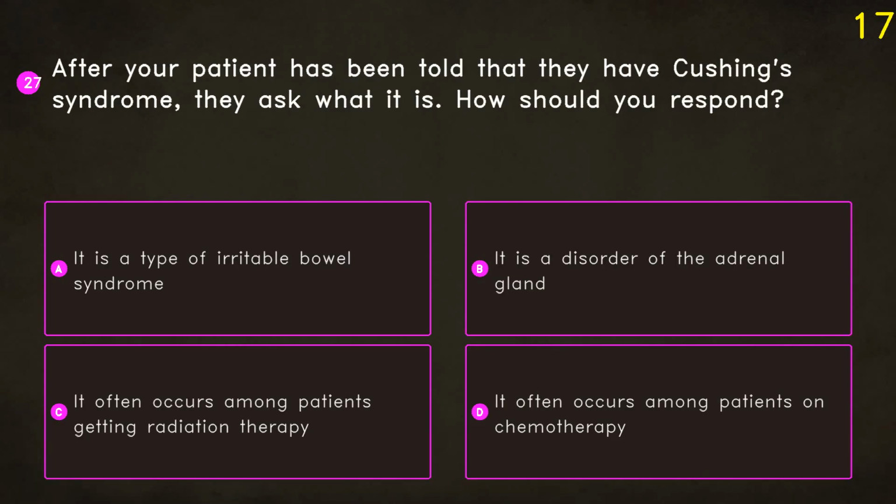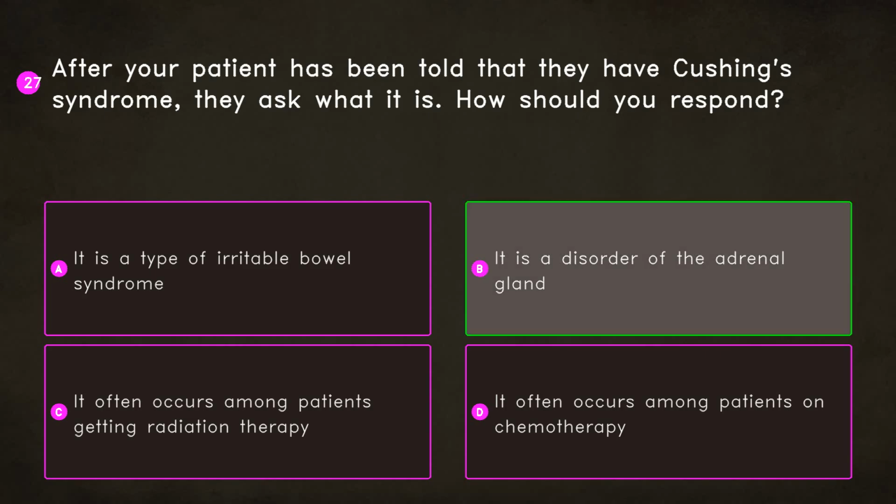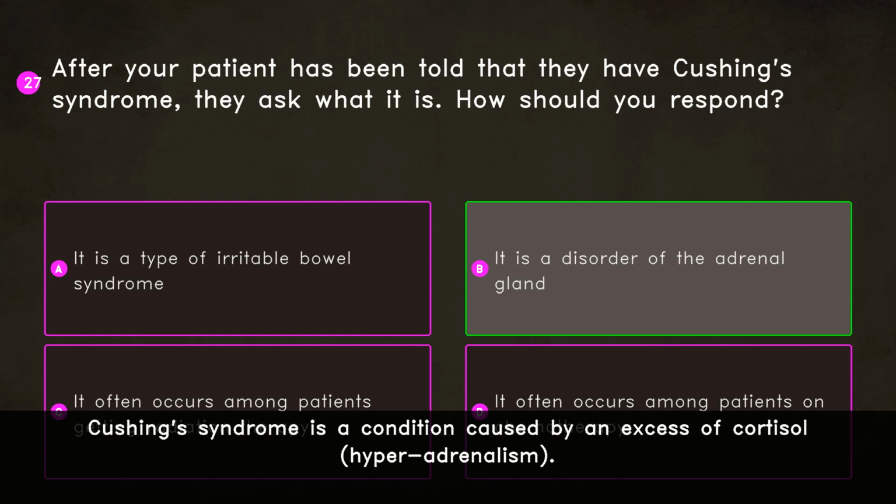Question 27. After your patient has been told that they have Cushing's syndrome, they ask what it is. How should you respond? A. It is a type of irritable bowel syndrome. B. It is a disorder of the adrenal gland. C. It often occurs among patients getting radiation therapy. D. It often occurs among patients on chemotherapy. The correct answer is it is a disorder of the adrenal gland. Cushing's syndrome is a condition caused by an excess of cortisol, hyperadrenalism.